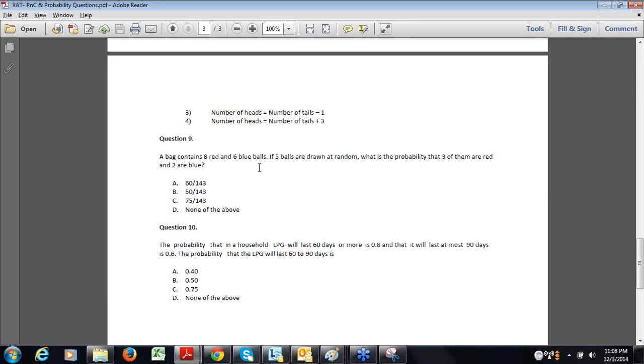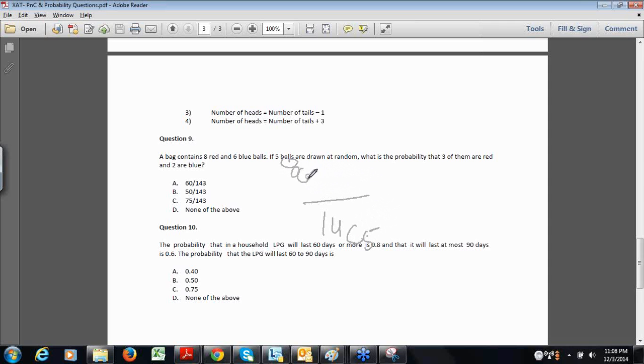A bag contains 8 red and 6 blue balls. If 5 balls are drawn at random, what is the probability that 3 of them will be red and 2 will be blue? So total number of balls is 8 plus 6, 14. So they are saying out of 14, 5 balls are drawn. What is the probability that 3 of them are red?